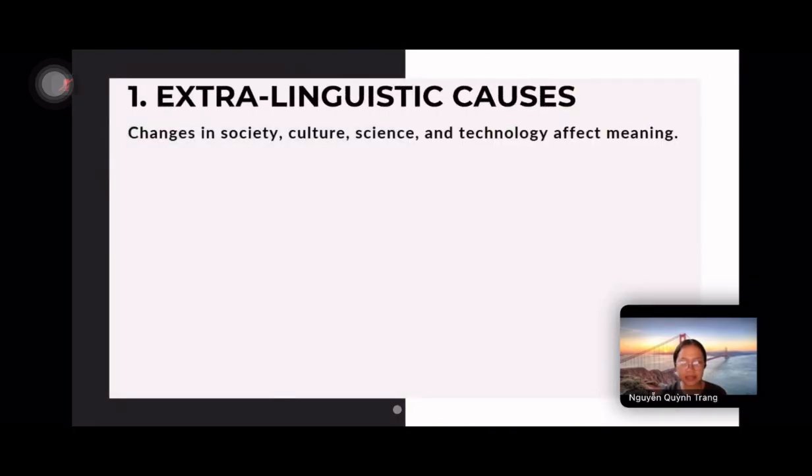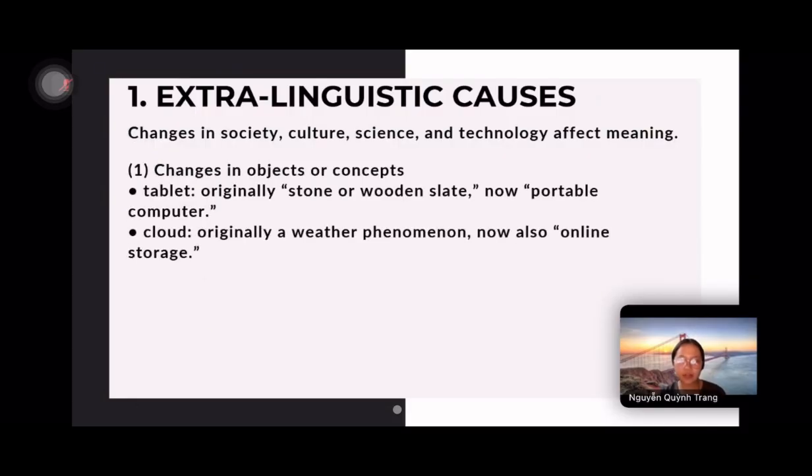This connects with changes in society, culture, science, and technology that affect meaning. When objects are changed or our concepts are changed, for example, tablet: the original meaning is a stone or wooden slate, but now it means a portable computer. Cloud, originally a weather phenomenon, but now also online storage.